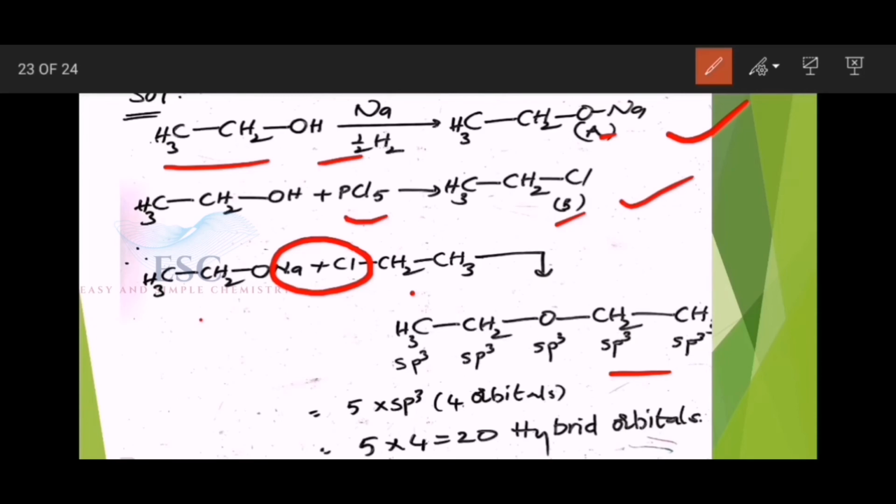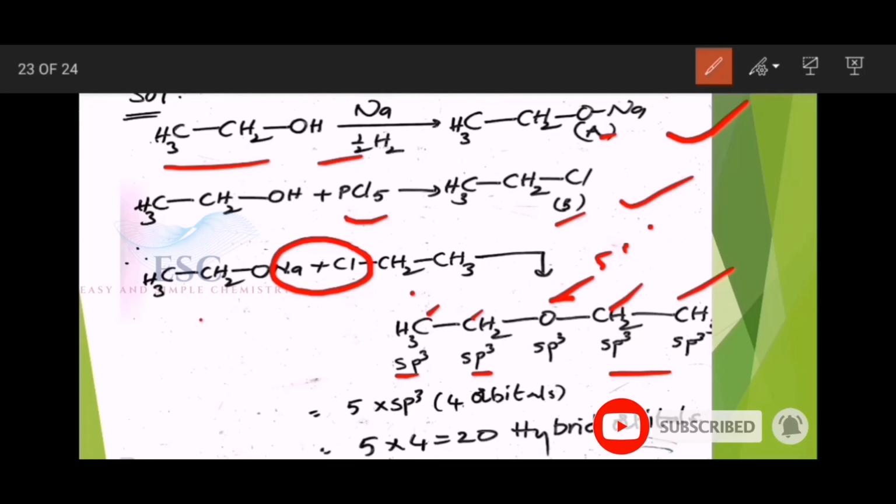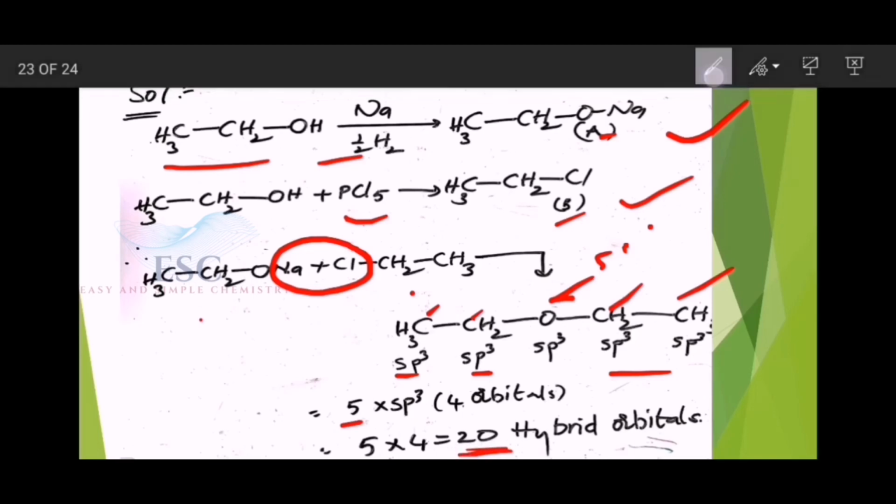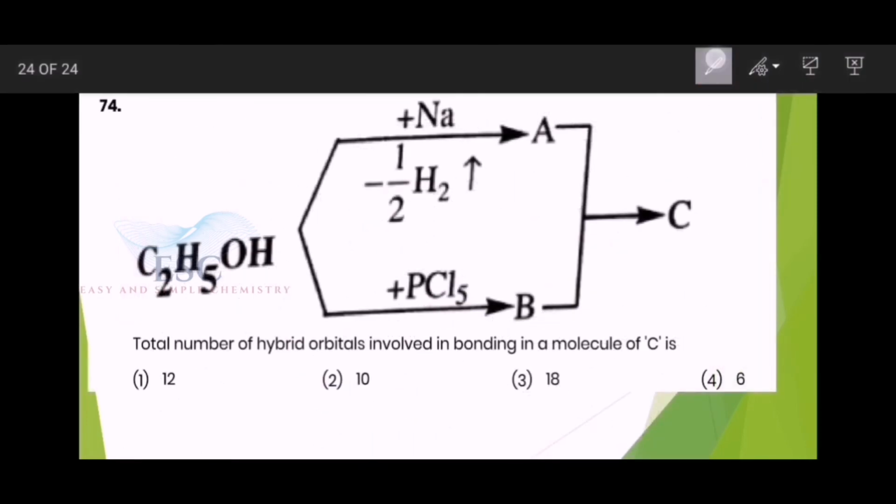See here, all the carbons show sp3 hybridization and oxygen also shows sp3 hybridization. So the number of sp3 hybridized atoms is 5. sp3 means 4 hybrid orbitals are present. 5 into 4 is 20 hybrid orbitals, but in the options there is no 20. The right answer is not 18, it is 20. So the options have a mistake.